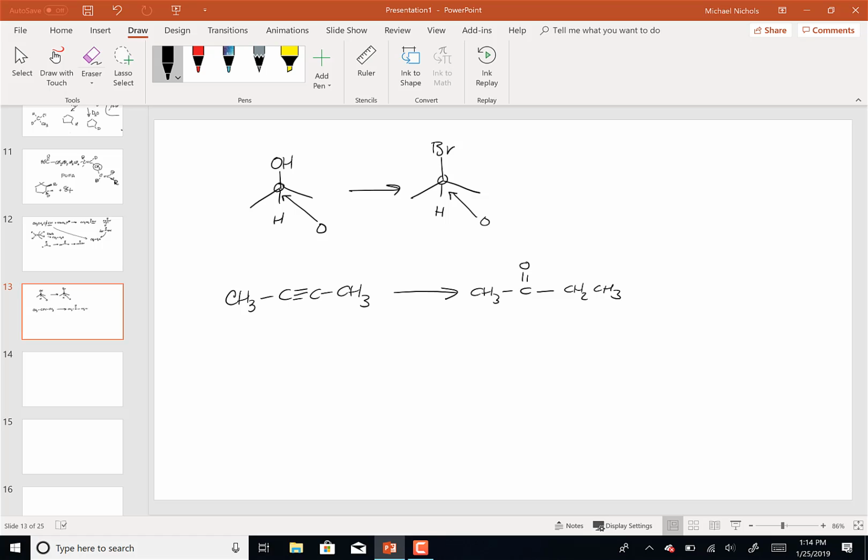So if we just use gain and lose of hydrogen or oxygen, again, for each other, we would say that this carbon here is gaining oxygen, so it's being oxidized, while this carbon right here is gaining hydrogen, so it's being reduced. So we have both processes happening.